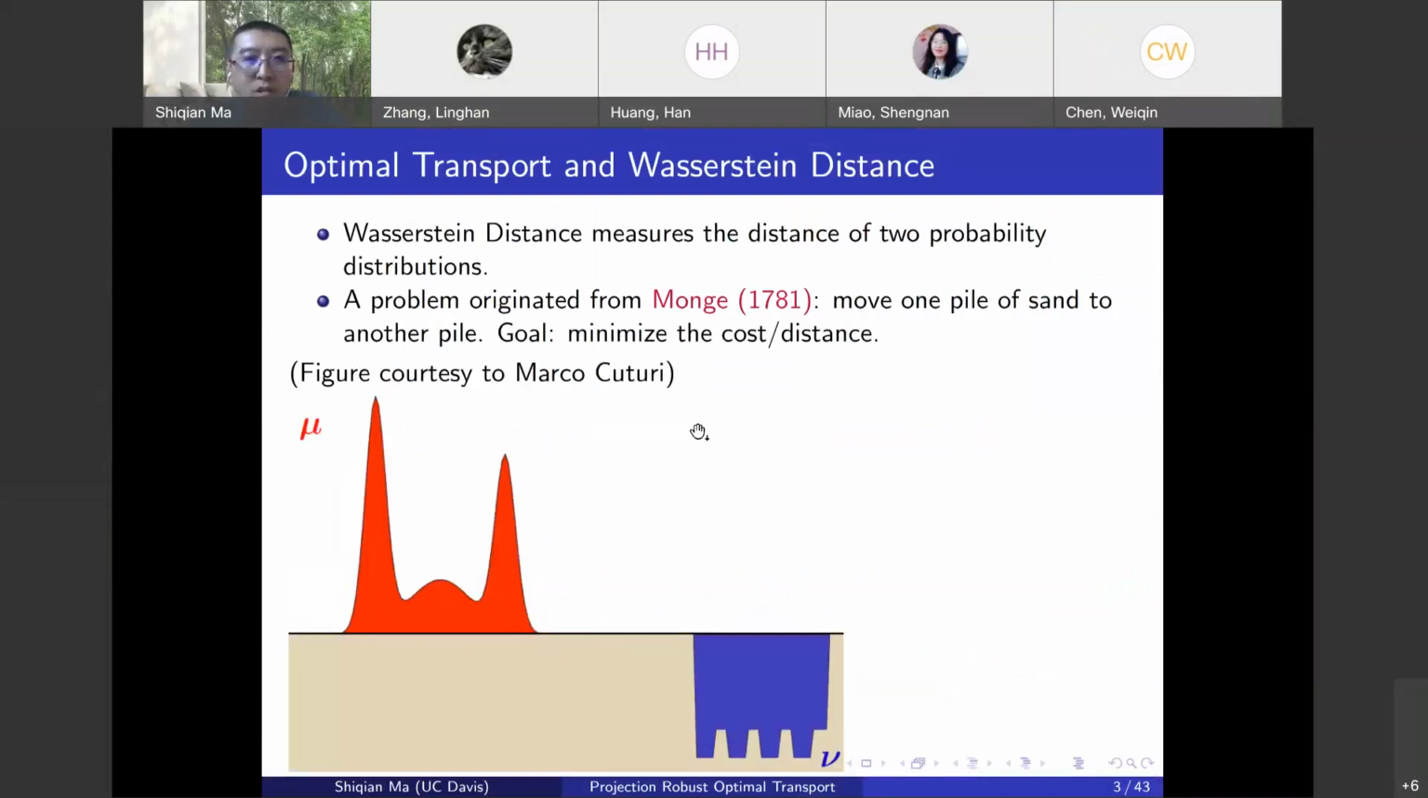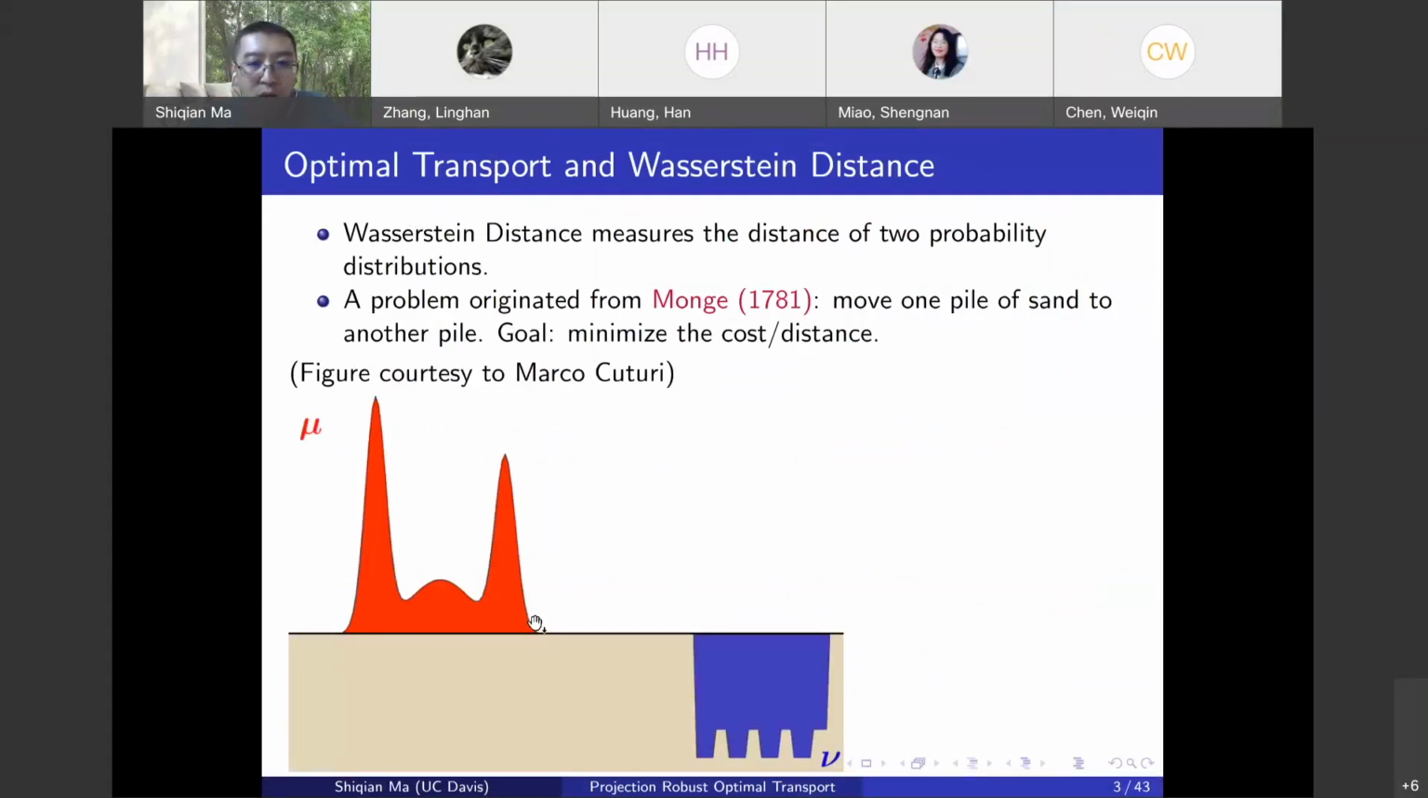Okay, so first let me introduce what optimal transport is, and also a very closely related concept called Wasserstein distance. So what is a Wasserstein distance? Wasserstein distance measures the distance of 2 probability distributions.